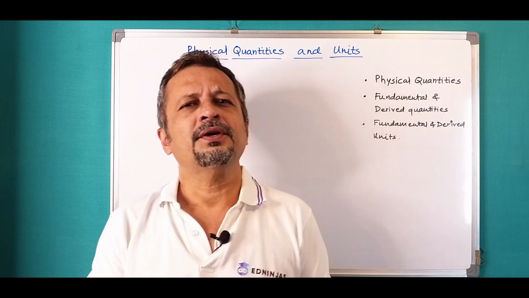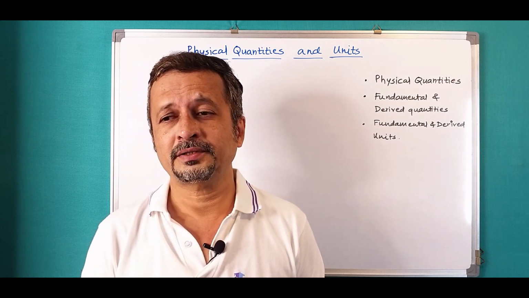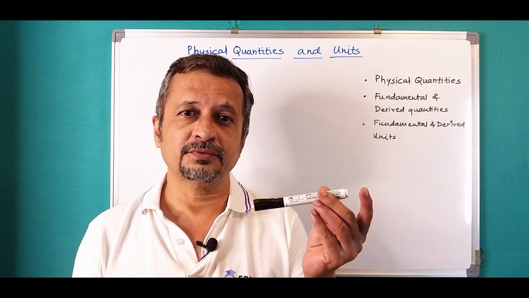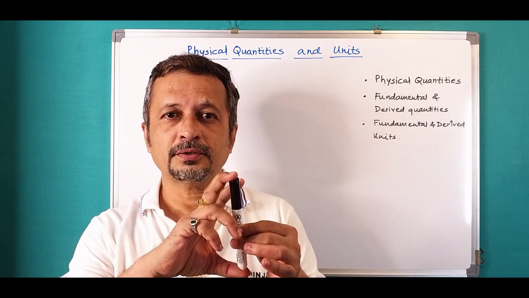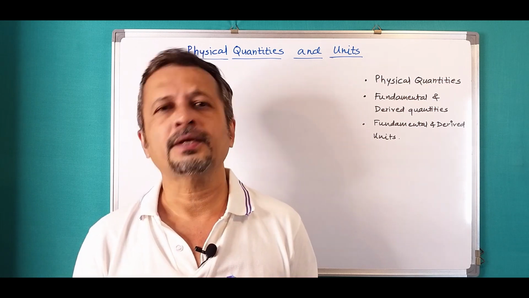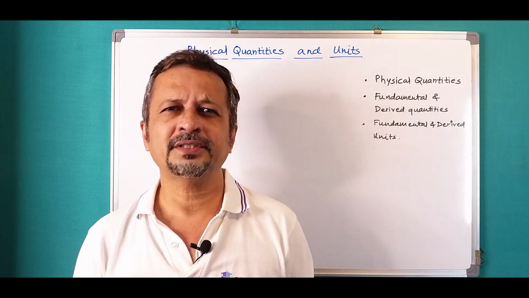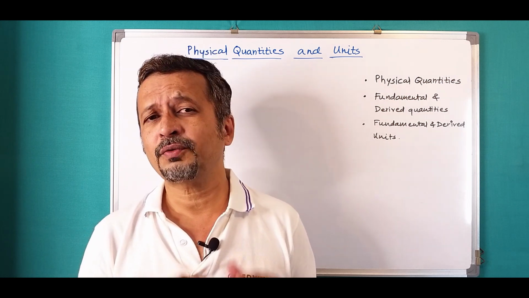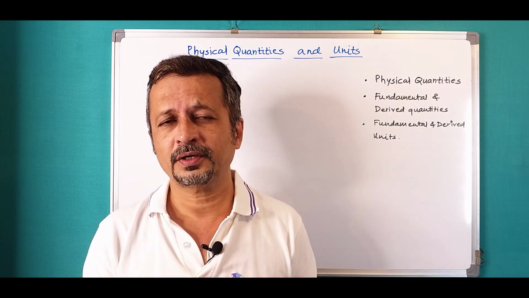Now in physics we need to measure things, isn't it? So when I say the mass of this marker or maybe the length of this marker, we need to measure the length, we need to measure the mass, correct? So for that we need to define something called a physical quantity. A physical quantity is a quantity which can be measured, correct?